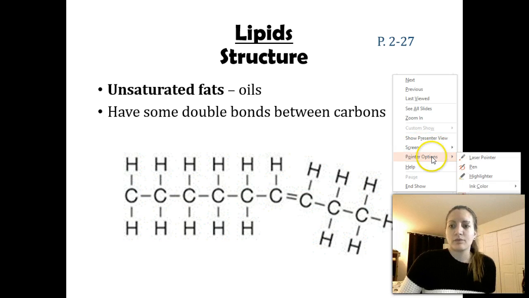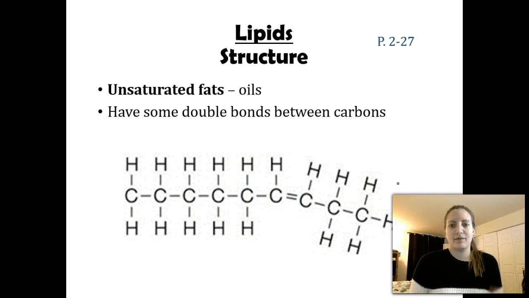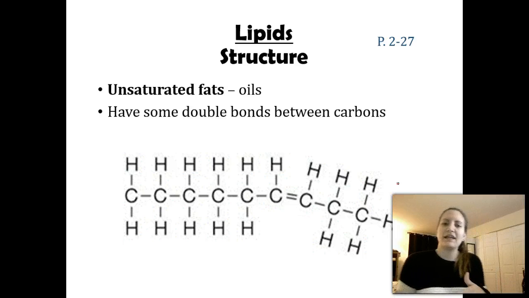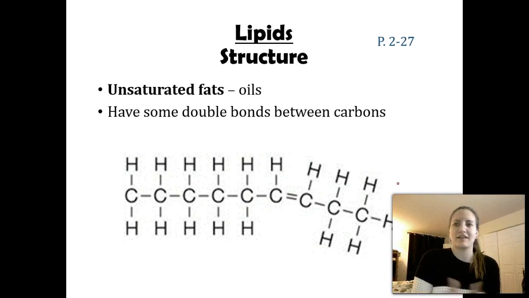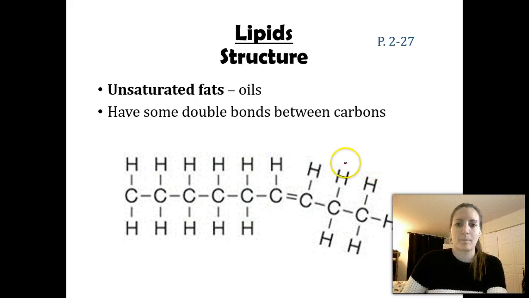Now look at this structure. What do you notice? It's no longer straight. You can't pack these in as tightly as you can our saturated fats. We now have a kink in them, a bend in them, so they don't get this nice stacking structure. So now they're kind of more fluid. They're hitting each other and they're not making this nice block form. That's why unsaturated fats are the oils, because they can't stack in nice and neatly.